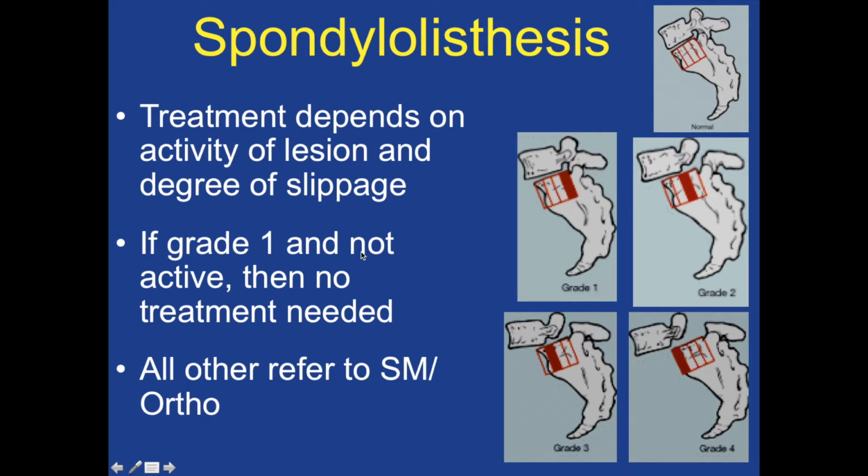And so for the primary care provider, if you had a grade 1 slippage, so 25% or less, and it was not active, they really need no treatment. All others really need to be referred on to sports medicine or orthopedics for bracing and/or possible surgical intervention.